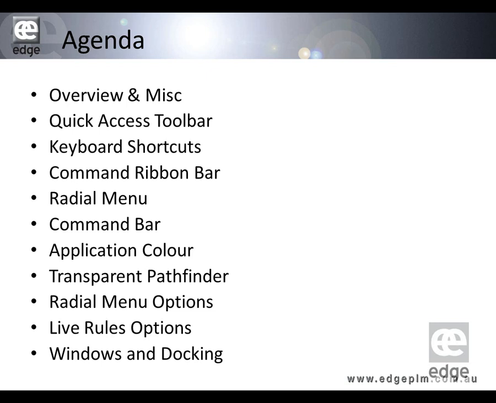We'll be looking at the little horizontal command bar, application colors, transparent Pathfinders, the options in the radial menu, how you can turn those on and off, and just the live rules options. There's been some changes over the last couple of years with how those are displayed and work. Haven't changed much since ST3 to ST4. And we'll be looking at windows and how those windows dock and interact with the screen.